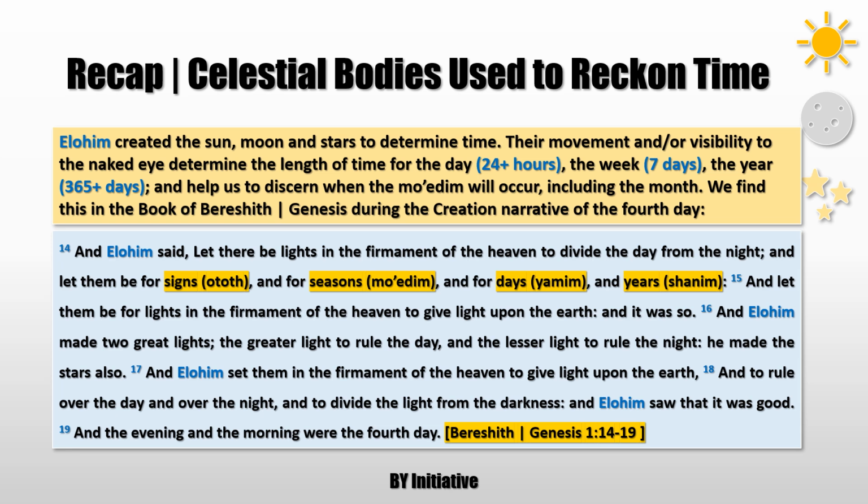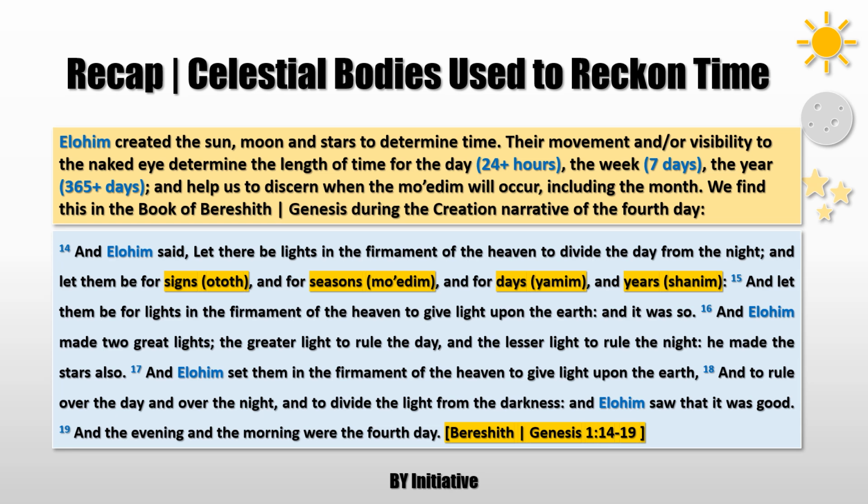And just a recap that the celestial bodies are used to reckon time. Elohim created the sun, moon, and stars to determine time. Their movement and or visibility to the naked eye determine the length of time for the day, which is 24 plus hours, the week, which is 7 days, and the year, which is 365 plus days, and help us to discern when the Moedim will occur, including the month.